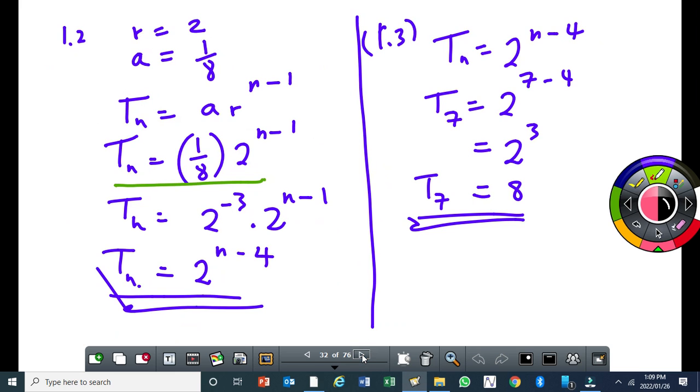So on the next page, our common ratio is 2. And the first term is 1 over 8. Are you following that? Then our general term is Tn equal to A times R to the power of n minus 1. Then you substitute where there's A, you put 1 over 8. Where there's R, you put 2. Then you apply your knowledge of exponents.